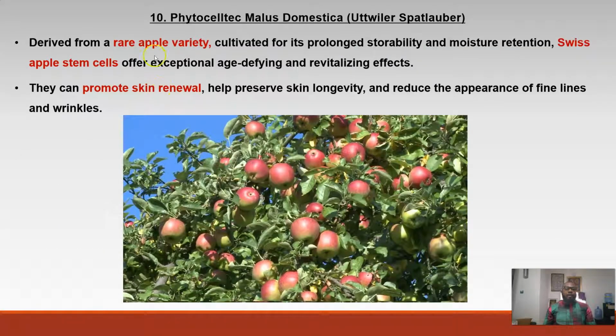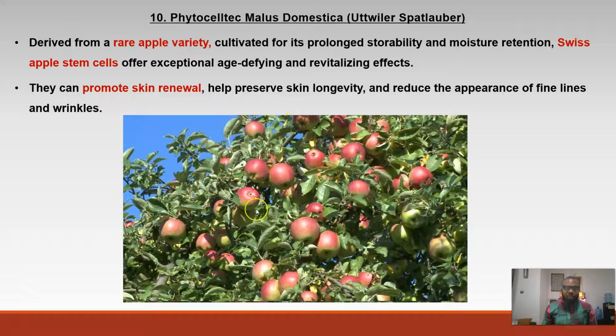And then we have this, which is Otuila spatlauba. This is a compound isolated from this particular apple. This apple grows in Switzerland at a very high altitude on top of the mountains, and it's a rare apple actually. It has prolonged storability and moisture retention, and it promotes skin renewal, preserves skin longevity, and reduces the appearance of fine lines and wrinkles.